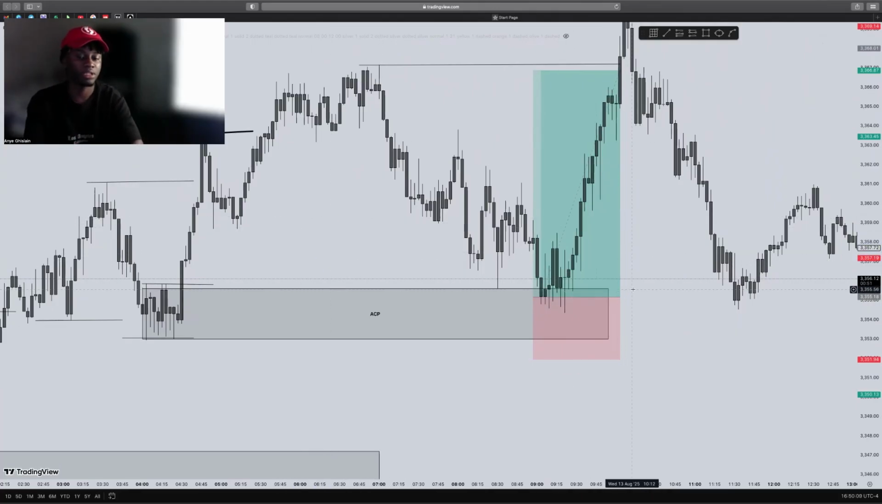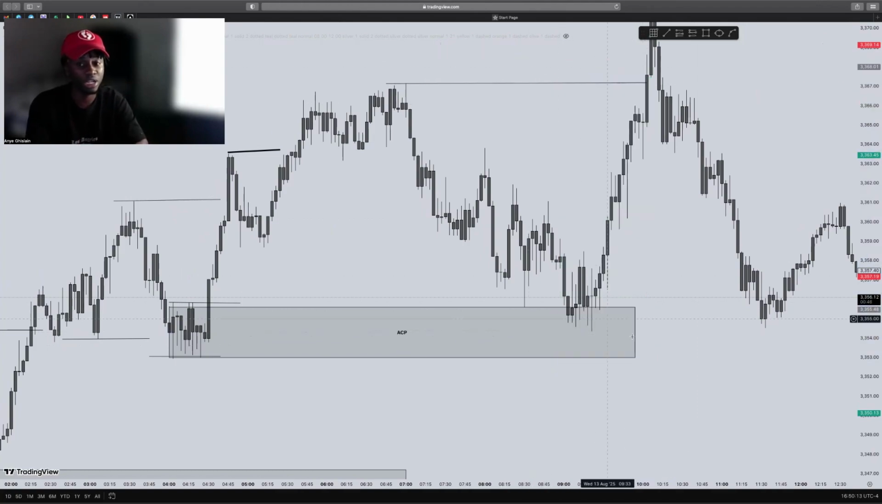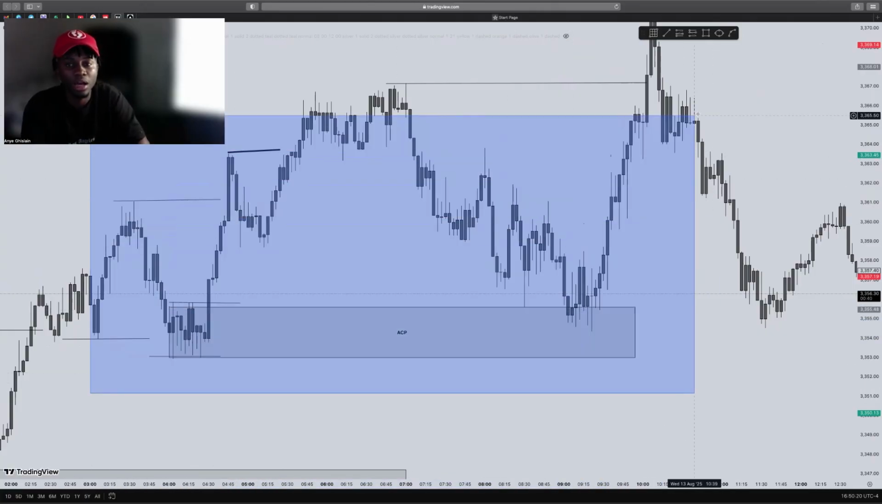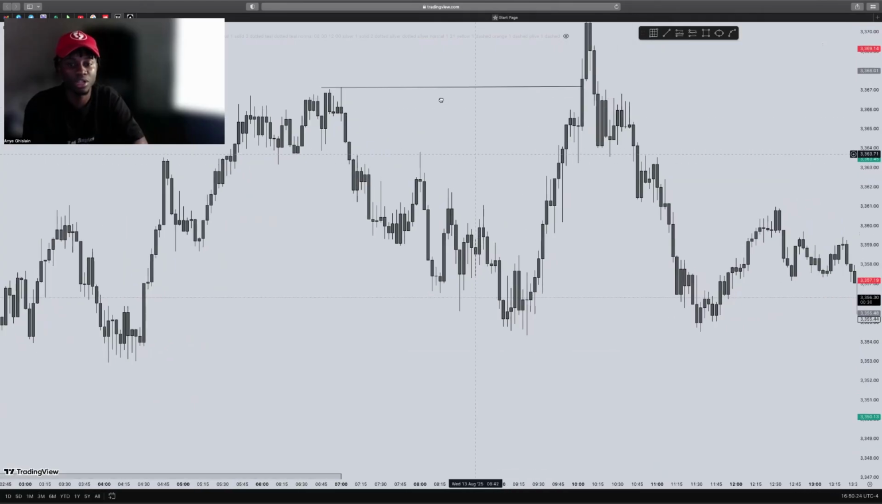Now, this is trade 1. Now let's go to trade 2. This trade 2 is the trade that I actually shared in my Telegram. All right, let me delete this. Let me just delete all of this. I'm going to share with you guys trade 2, the second trade that I took.